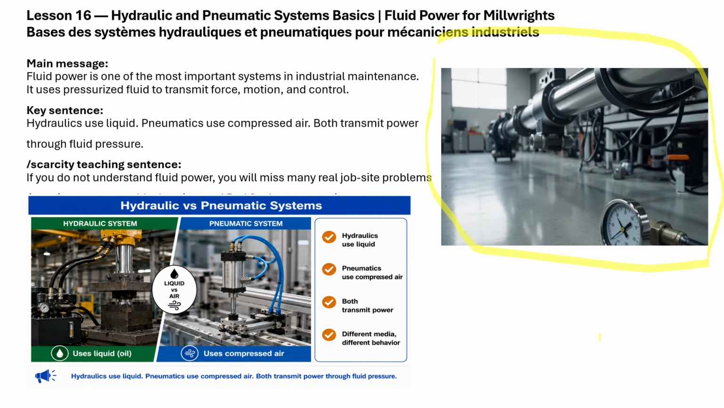Welcome to Lesson 16, Hydraulic and Pneumatic System Basics, Fluid Power for Millwrights. Fluid power is one of the most important systems in industrial maintenance. It uses pressurized fluid to transmit force, motion, and control. Key sentence: hydraulics use liquid, pneumatics use compressed air. Both transmit power through fluid pressure.